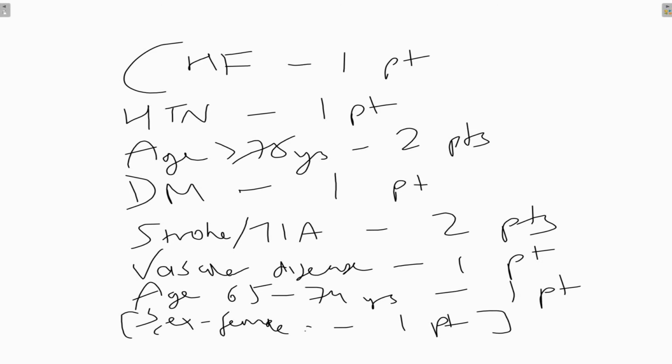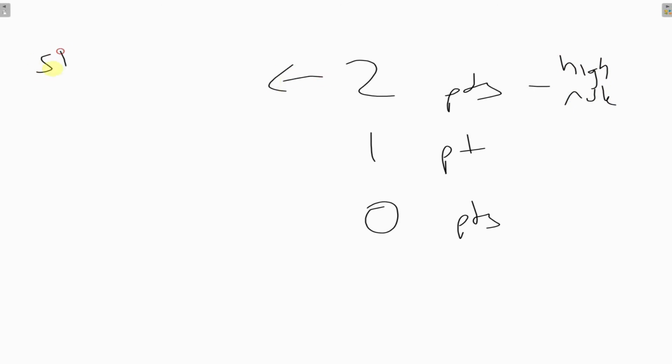Once this is calculated and all the points are added together, you infer using a class table. It's normally split into 2 points, 1 point, and 0 points. Now, 2 points is classed as high risk of stroke. For these patients, it's strongly recommended that they be put on an anticoagulant.